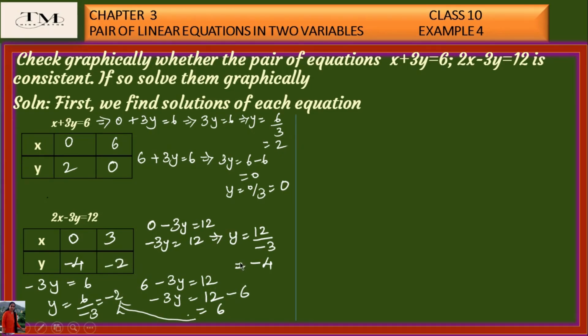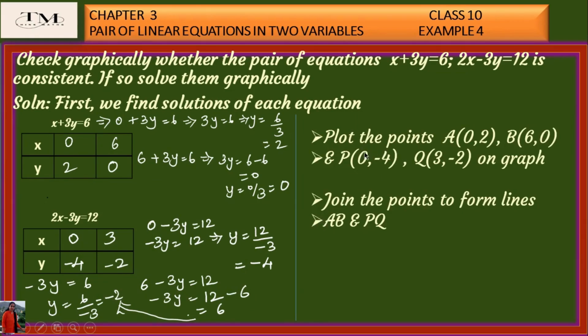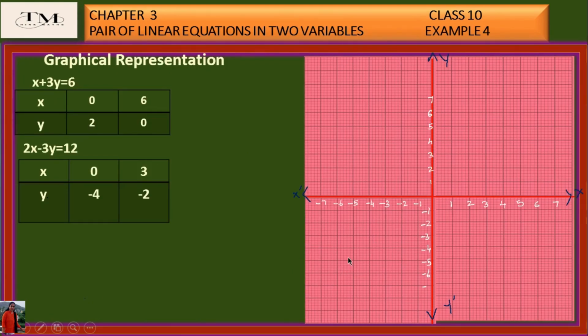So we got the solutions. Now we have to plot. Plot the points A of 0, 2, B of 6, 0, P of 0, minus 4 and Q of 3, minus 2 on the graph. Then join the points to form lines AB and PQ, and then we have to check how the lines are. Okay, so let me draw the graph in the next page.